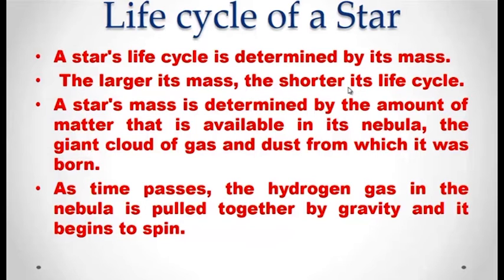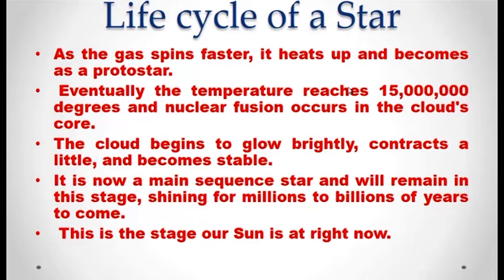As time passes, the hydrogen gas inside the nebula is pulled together by gravity and begins to spin. As the gas spins faster, heat is produced and it becomes a protostar. That is the first stage of the life cycle of a star. We call childhood the first stage of humankind. In that way, the protostar is the first stage in the life cycle of a star.